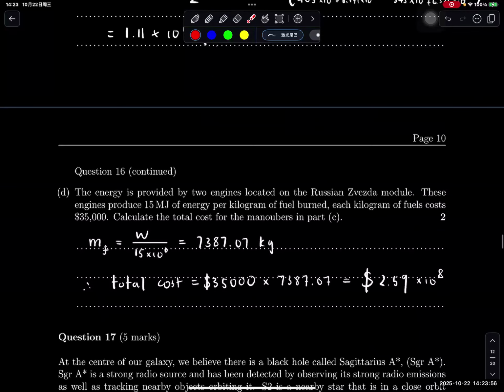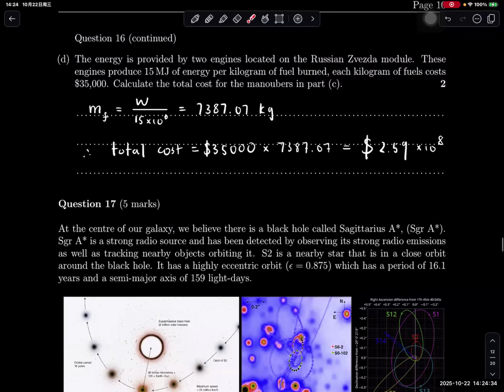And then question 16D, the energy is provided by two engines located on the Russian module. Calculate just how much you're going to pay for that. It tells you each kilogram of fuel costs this much. Calculate the total cost for this maneuver to happen. I think I misspelled maneuver. This should be maneuver instead of maneuvers. But it is what it is. So the mass of all the fuel that we're going to use is this much. Then calculate the cost by multiplying it by the cost for each kilogram. So it's quite expensive every time you have to boost it.